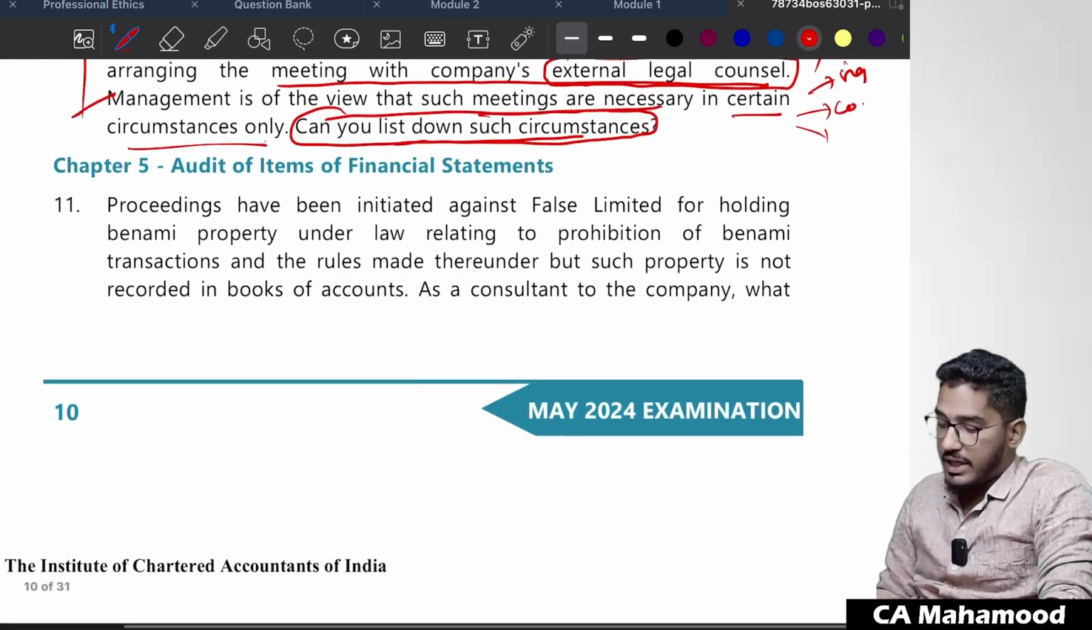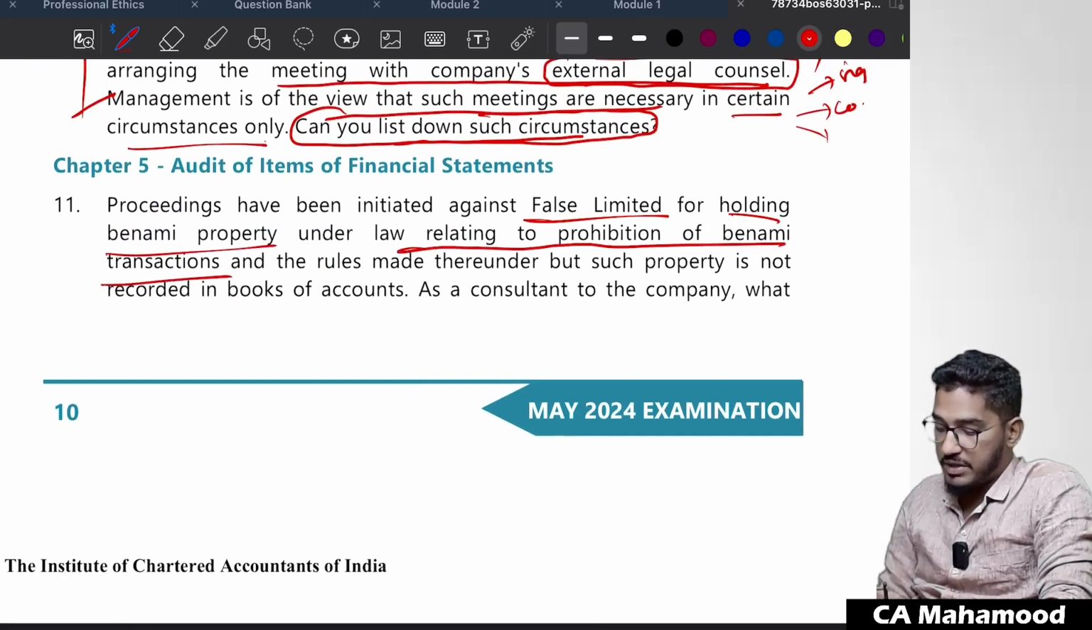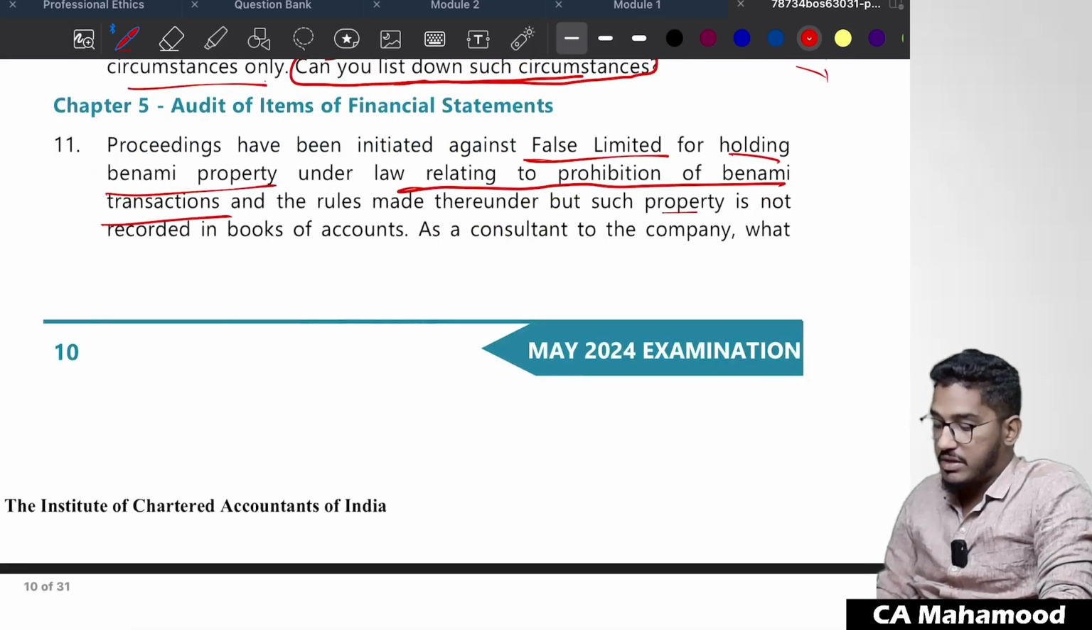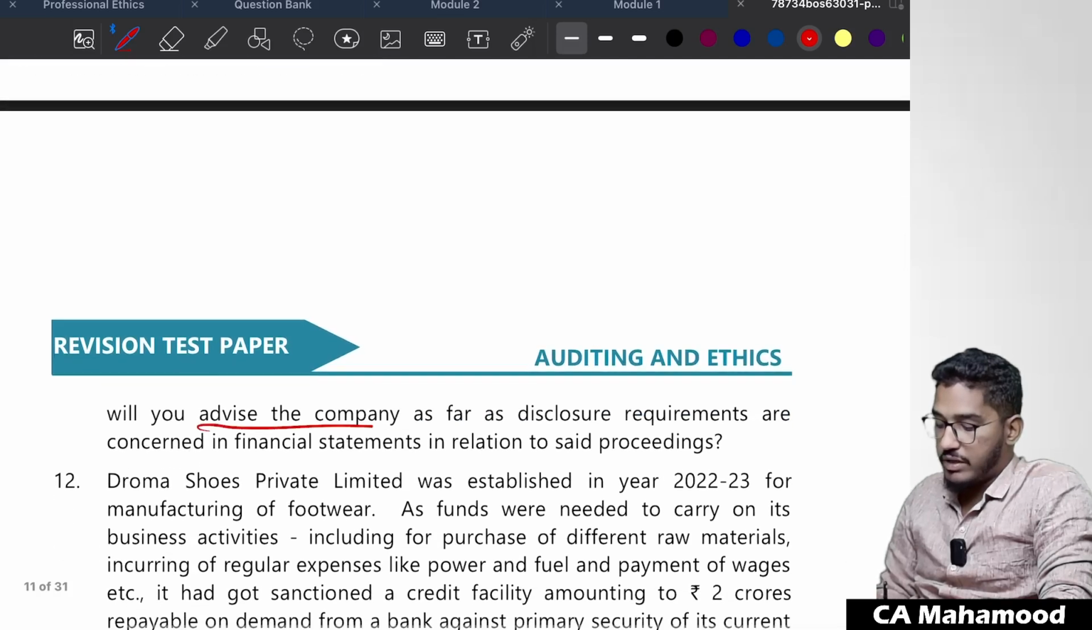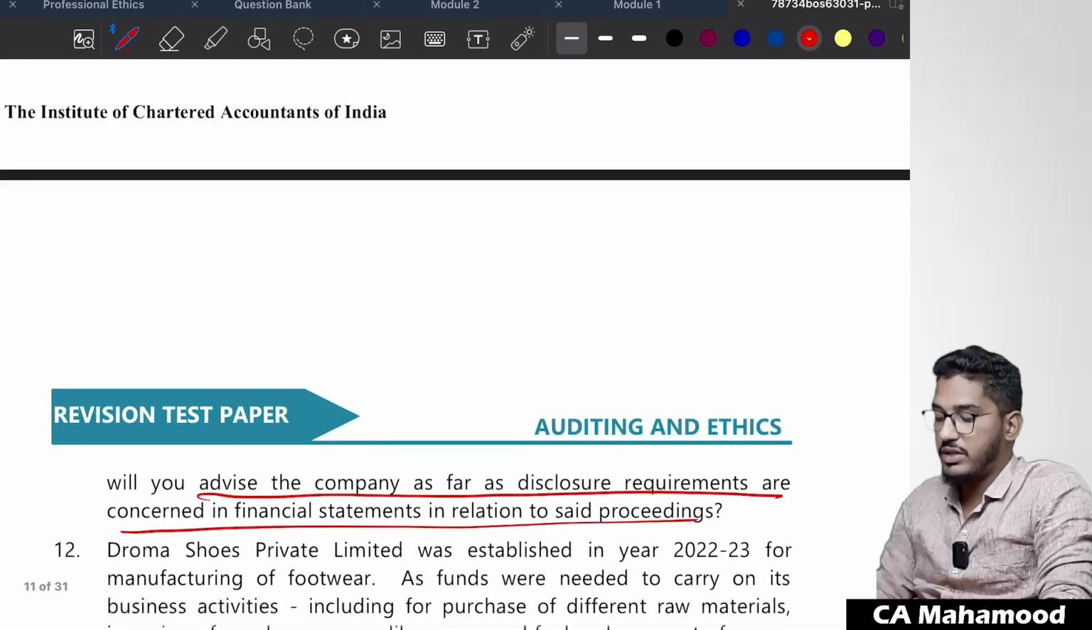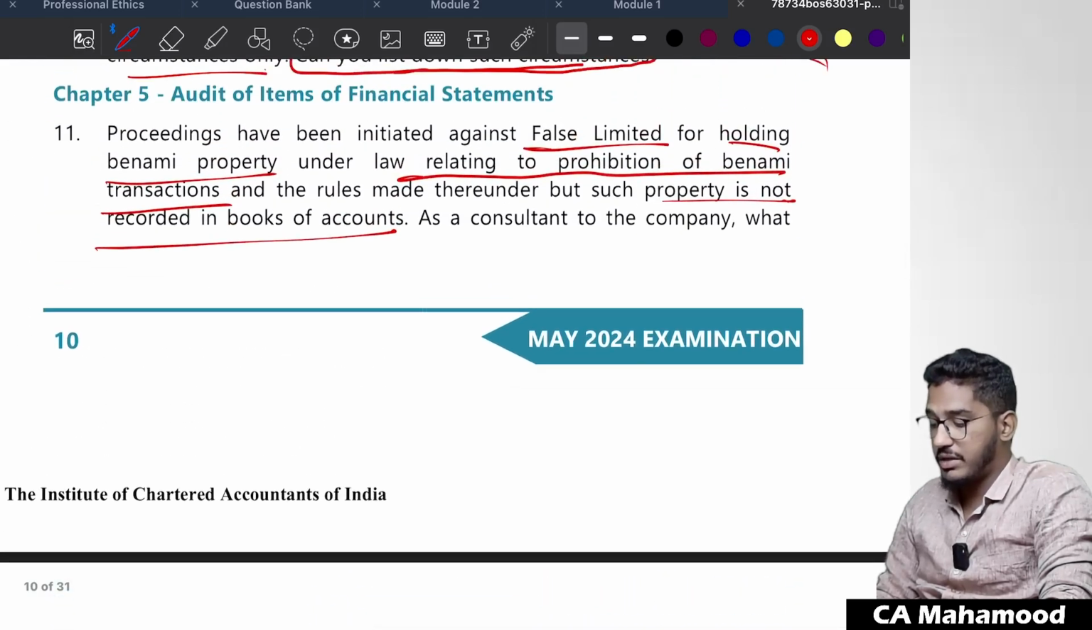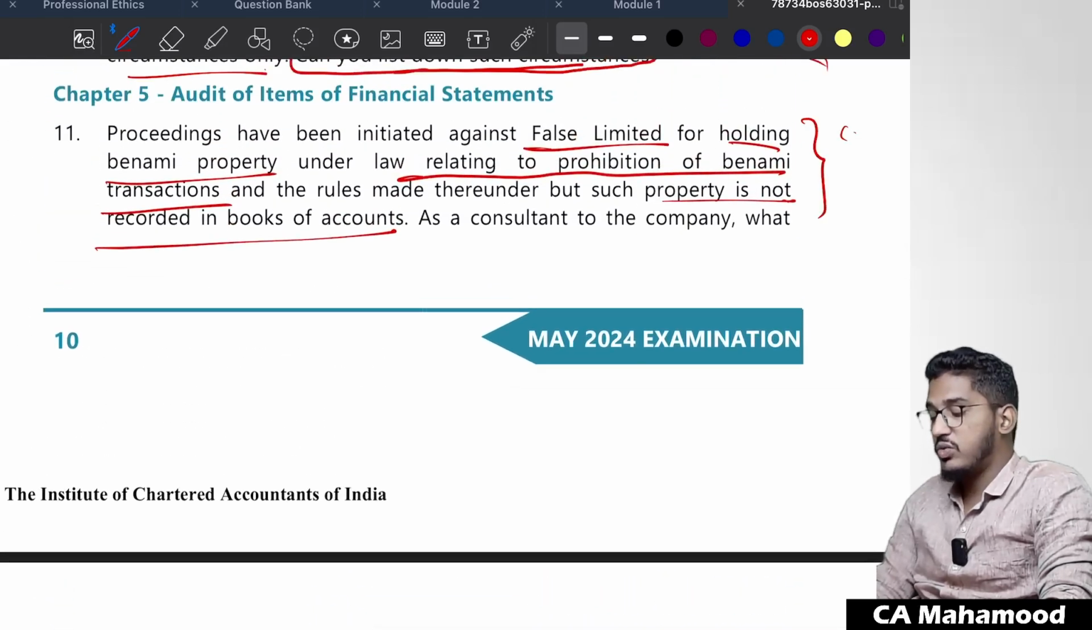Proceedings have been initiated against Falls Limited for holding Benami property under the law relating to the prohibition of Benami transactions and the rules made thereunder. But such property is not recorded in the books of accounts. As a consultant to the company, what will you advise the company as far as disclosure requirements in the financial statements? See, the moment a student reads Benami transactions, immediately CARO 2020 will come to his mind.